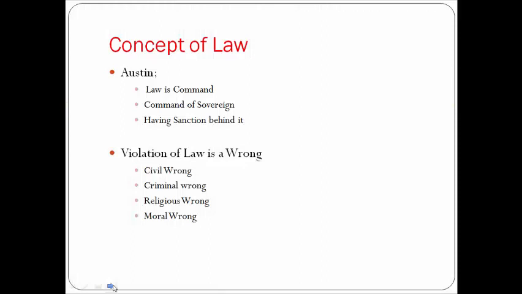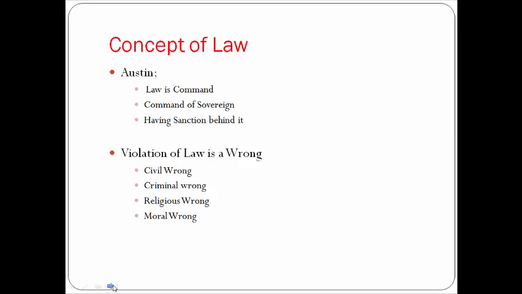Before discussing crime, we must know what is meant by law. If we see the definition given by Austin, he says that law is a command of the sovereign having sanction behind it. So law, first of all, is a command given by a sovereign authority. It is a command which is backed by a force that is known as sanction. So whenever any command is issued by any sovereign or supreme authority, such a command may amount to law.